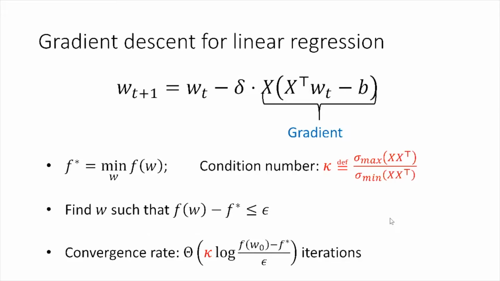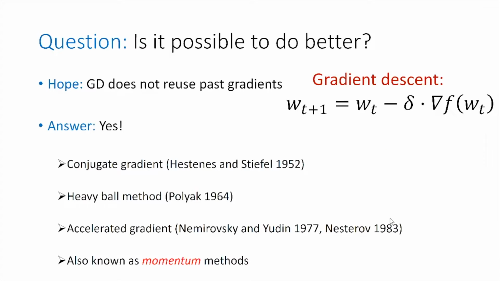Okay. So a natural question is whether it's possible to do better than gradient descent in terms of this convergence rate. And the hope is that gradient descent actually does not reuse past gradients, right? It only looks at the gradient at W_t, and when it goes to W_t plus 1, it no longer looks at all the past gradients. And the hope is that somehow maybe we can reuse past gradients to actually do better. And the answer actually turns out to be yes.